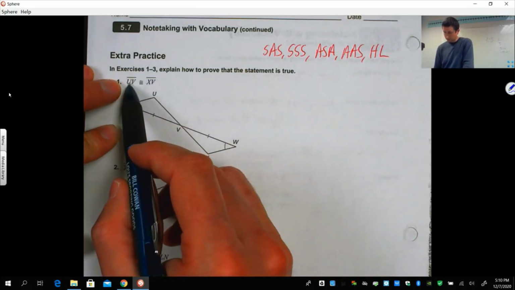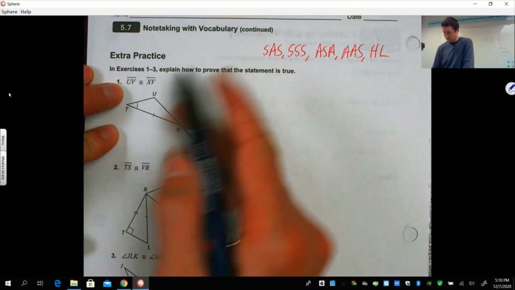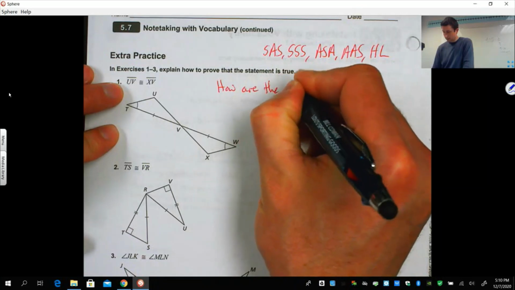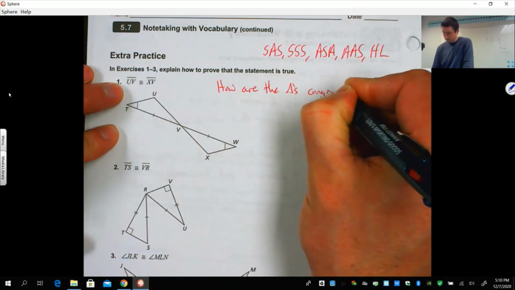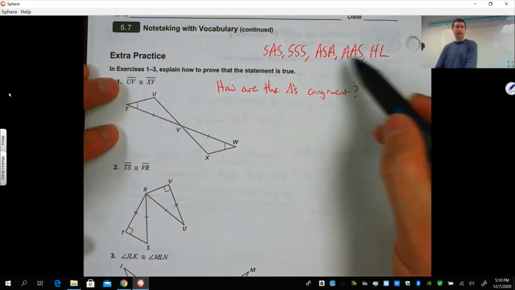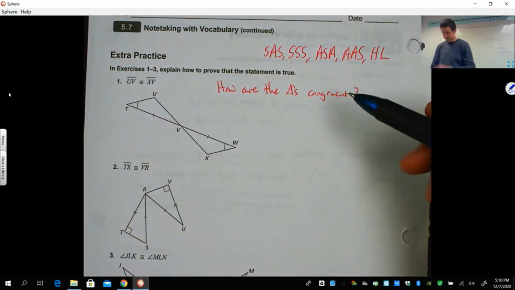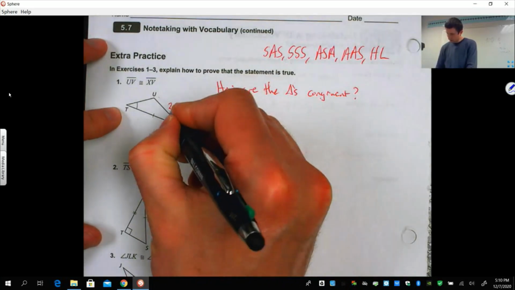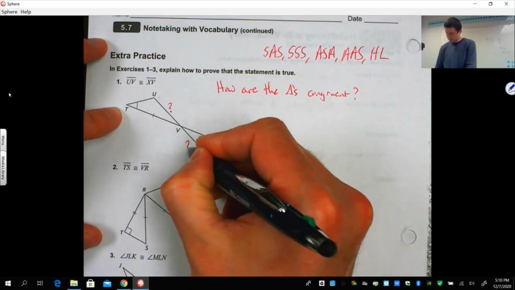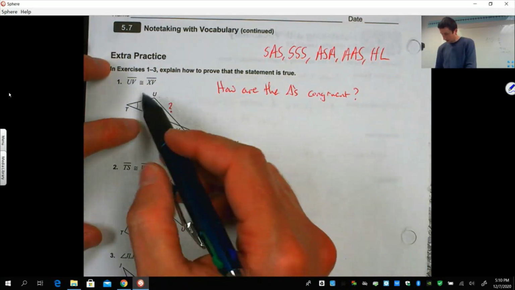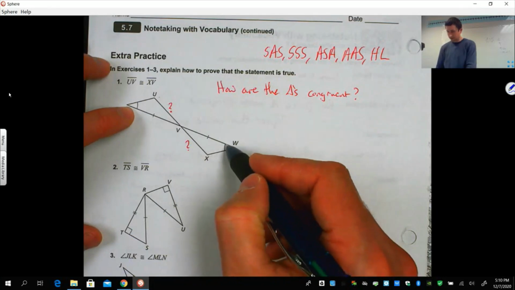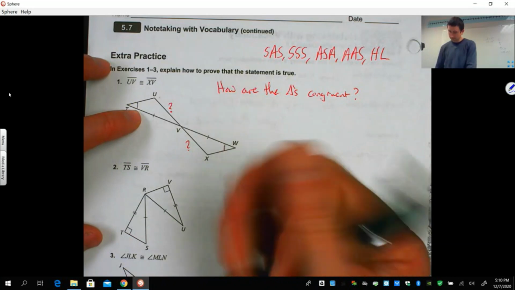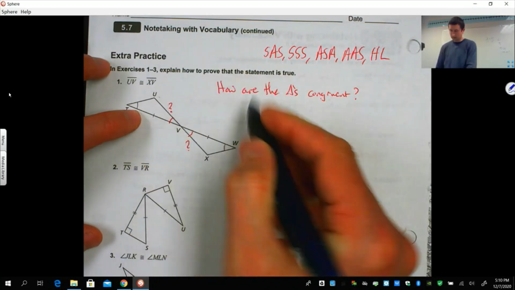So we want to prove that UV is congruent to XV. What you need to answer is, how are the triangles congruent? Which of the 5 methods here prove that the triangles are congruent? Angle T corresponds with angle W. The sides are congruent, and here we have intersecting lines again. That makes vertical angles. So we have angle, side, angle.